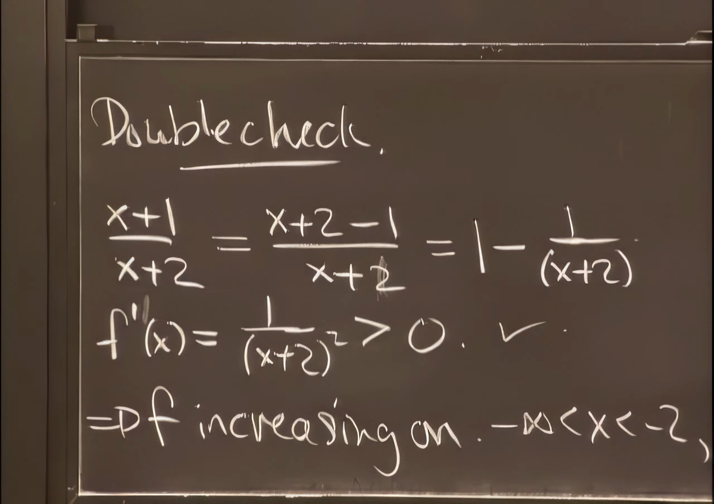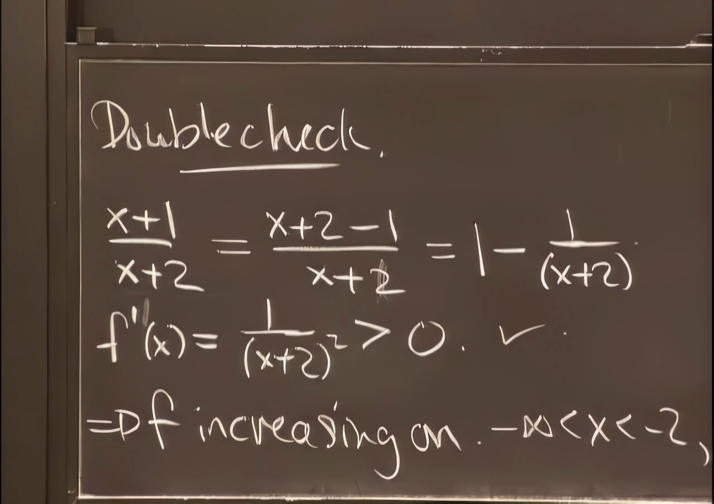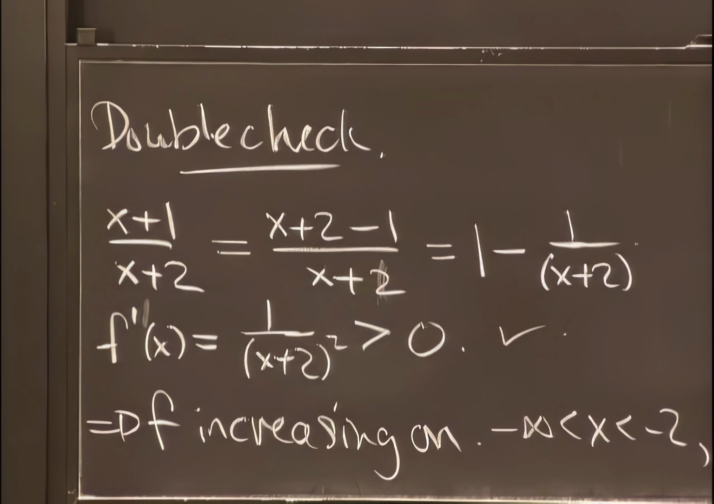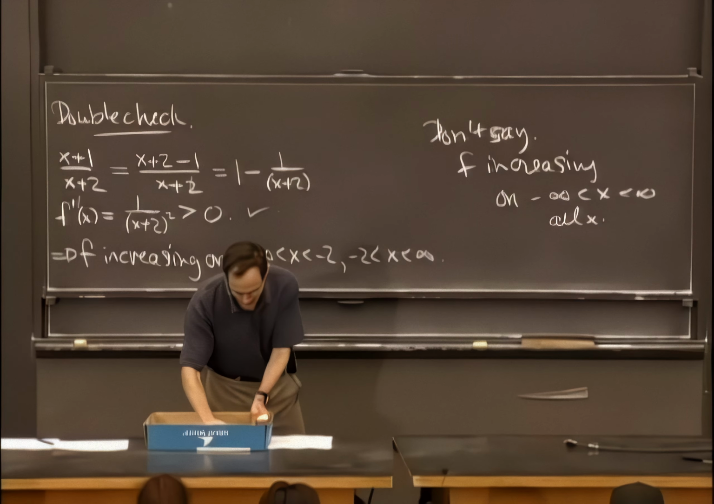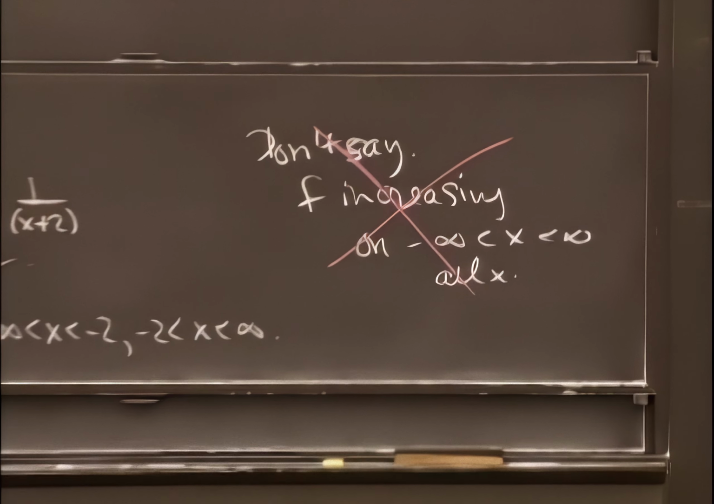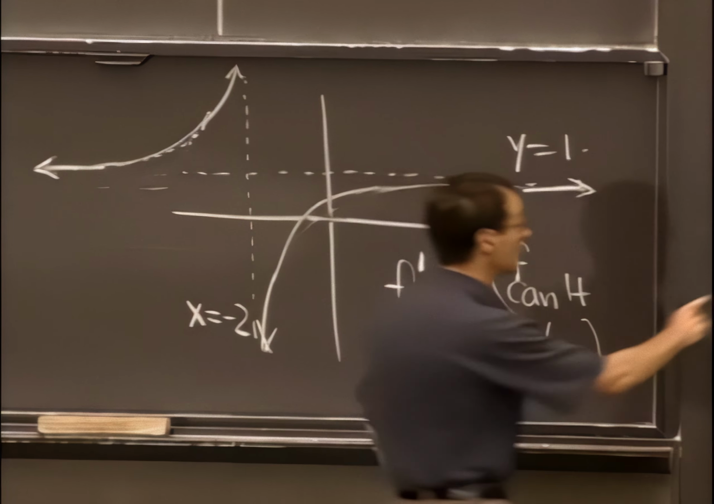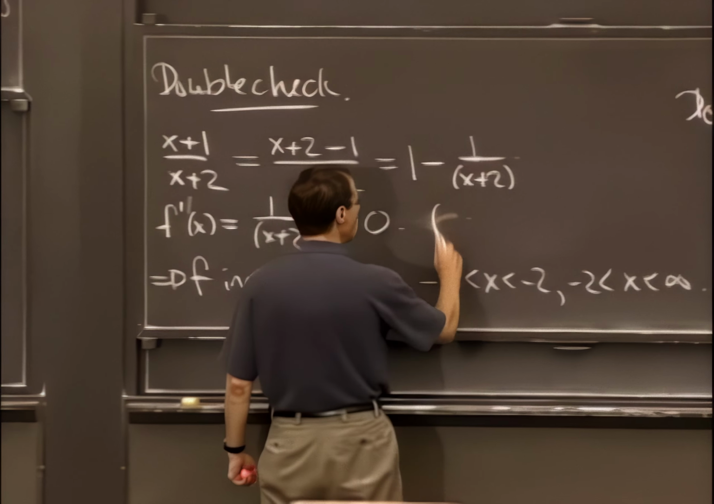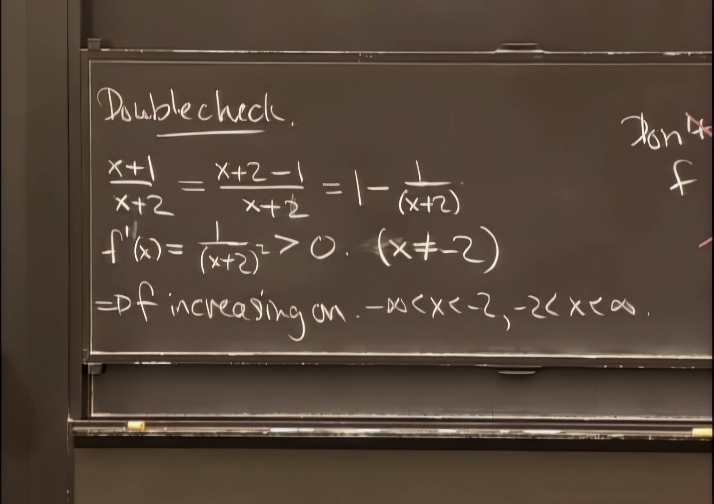So I just want to warn you, you cannot say, don't say f is increasing on minus infinity to infinity, or all x. Okay, this is just not true. All right, I've written it on the board, but it's wrong. I better get rid of it. There it is. Get rid of it. Okay, and the reason is, first of all, it's totally obvious. It's going up here, but then it went zooming back down there. And here, this was true, but only if x is not negative 2. So there's a break, and you've got to pay attention to the break.